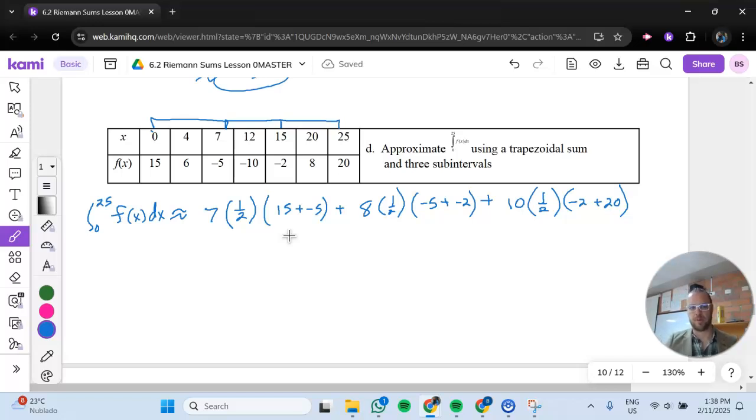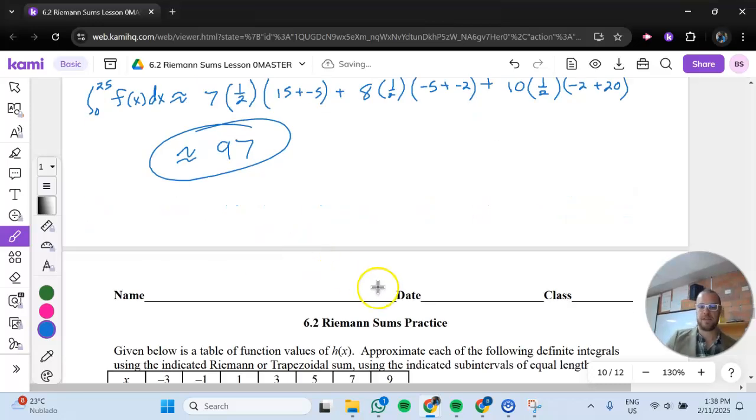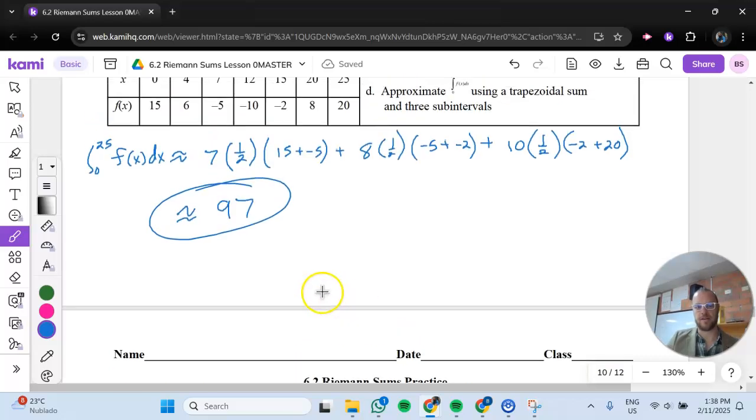So at that point, you can go ahead and put that into your calculator, and you'll get an average of 97. So that'll be it, guys. After that, you can go ahead and do the practice problems and move on from there.